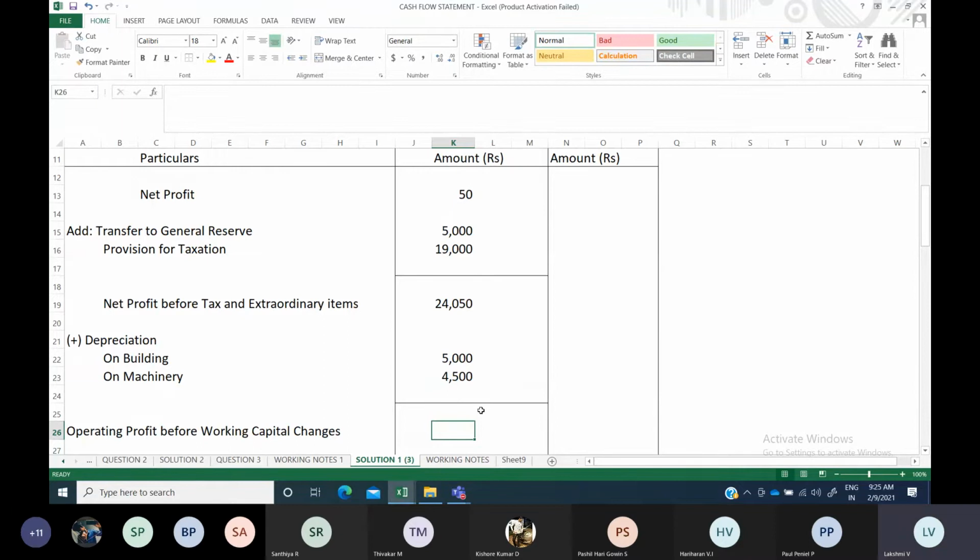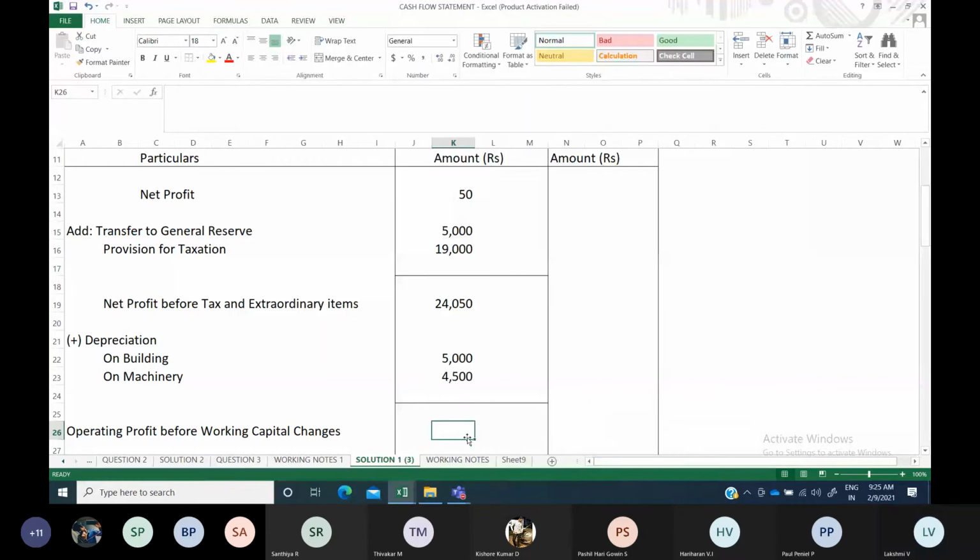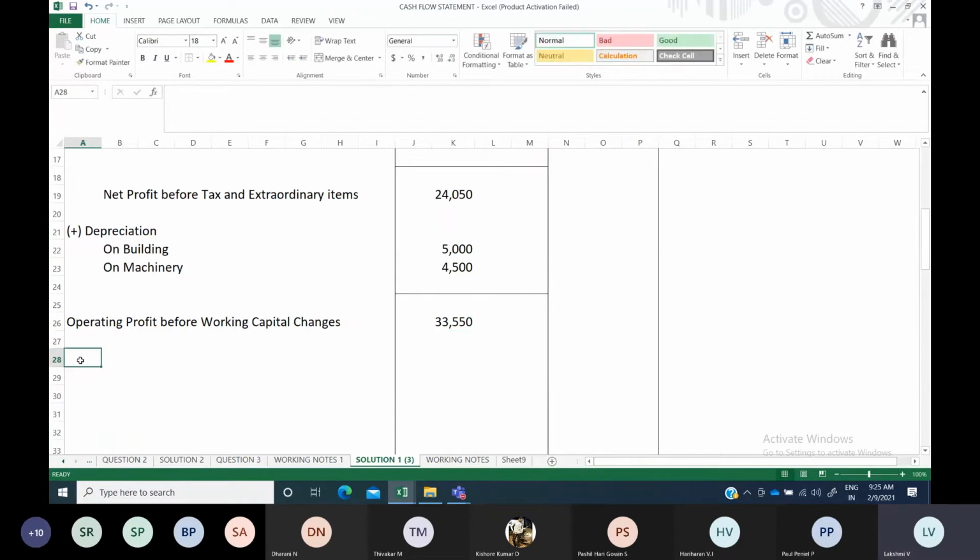How much are you getting? Are you people working out? Yes, ma'am, working out, ma'am. 24,050 plus 5,000 plus 4,500. I'm getting 33,550. You just check whether you are also getting the same amount.